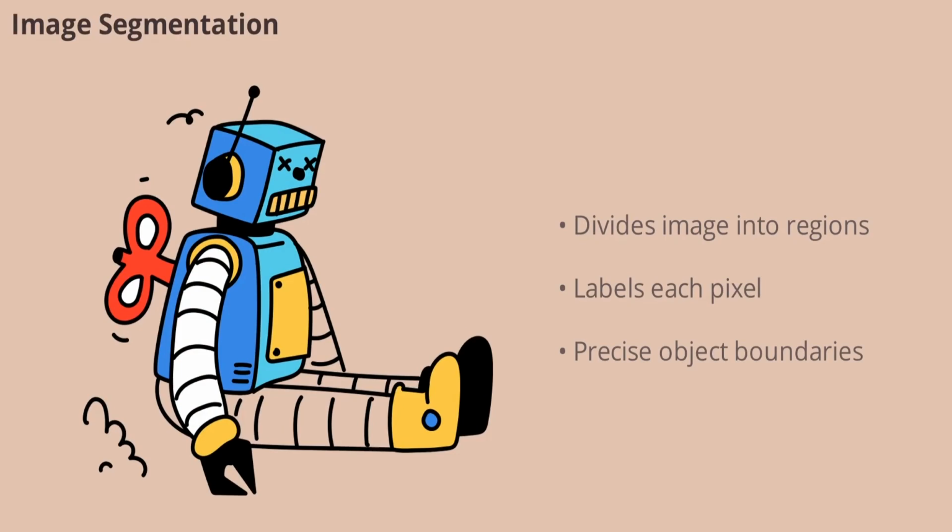Instead of just drawing boxes, the CNN labels each pixel as belonging to a specific object or background. This creates detailed maps that show exactly where each object is. Image segmentation is important in medical imaging, robotics, and any application where precise object boundaries matter.